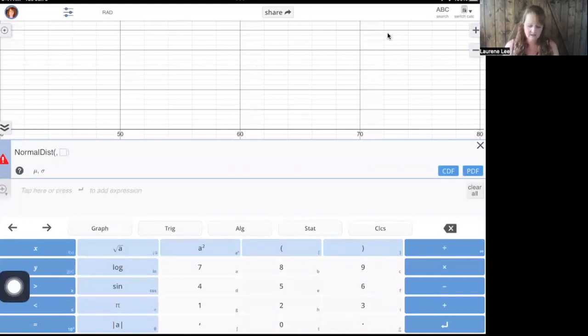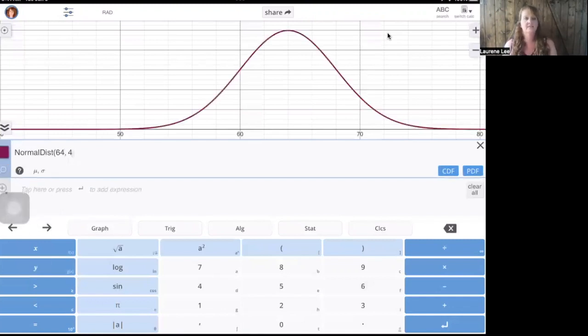And on class calc, it prompts you right down here. This question mark always tells you what's supposed to go, like it's blinking, waiting for you to enter. And if you ever don't know, it's right here. So it says, put the mean in first. So that was 64. That was our mean height. And our standard deviation was 4. So then we're going to put 4 in the next spot. And class calc is really cool because it draws a picture for you.